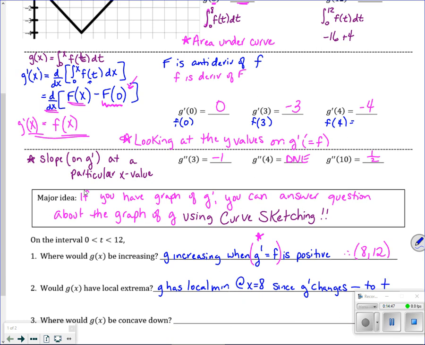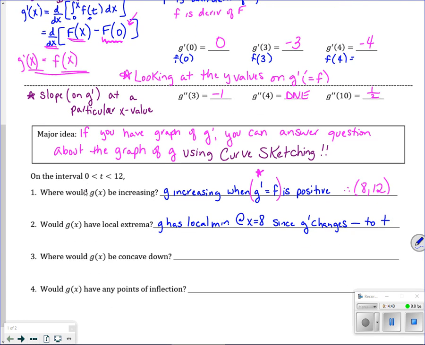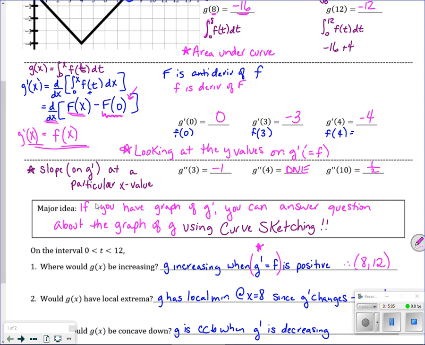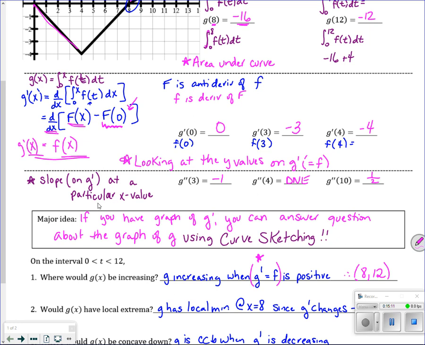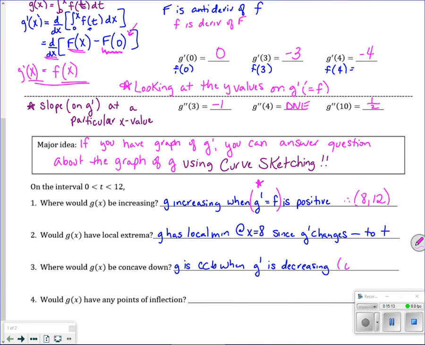Where would G be concave down? G is concave down when what? When G prime is decreasing. So where is G prime decreasing? Go back on your graph. G prime is decreasing right there. So 0 to 4. Love all these connections.